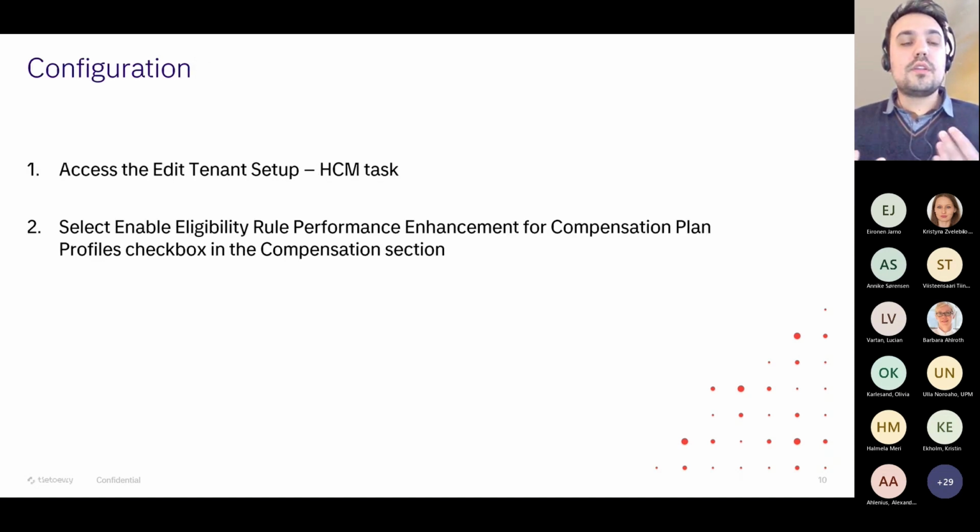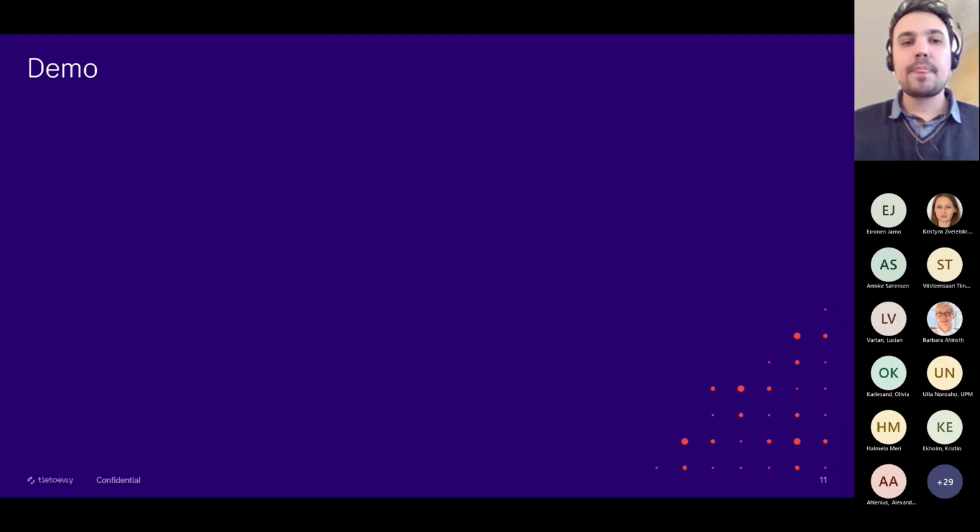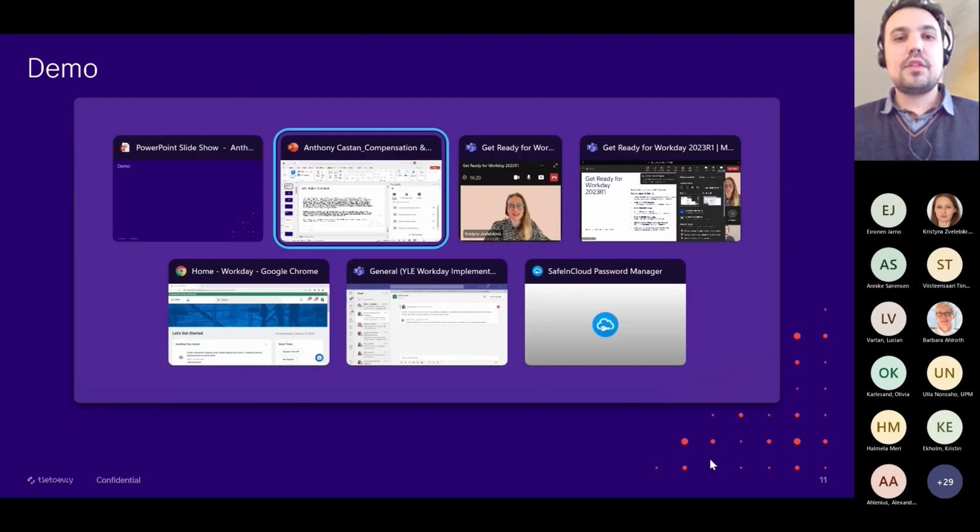The configuration is rather simple. You need to go to the Edit Tenant Setup HCM task, and in the compensation section, you have this new option: Enable Eligibility Rule Performance Enhancement for Compensation Plan Profile. So let's go to the tenant for a quick demo.